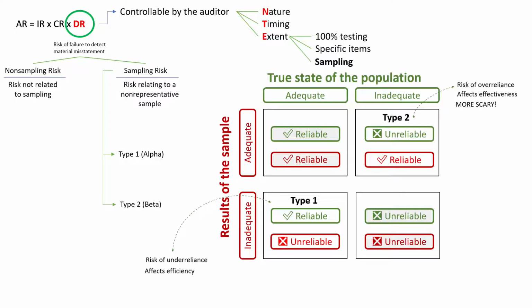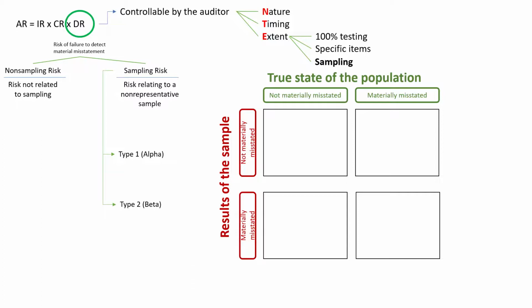Okay, so this one represents alpha and beta risk for test of controls. Again, remember, type 2 is the scarier one. It affects effectiveness, and therefore we would like to manage that one. Now, the same story applies to substantive testing. It's just that we use different terminologies. This time, we do not refer to adequacy or reliability, but rather to the presence or absence of misstatement. As per usual, the green font will represent whether there's a material misstatement or not. The red one will represent what your sample is telling you.